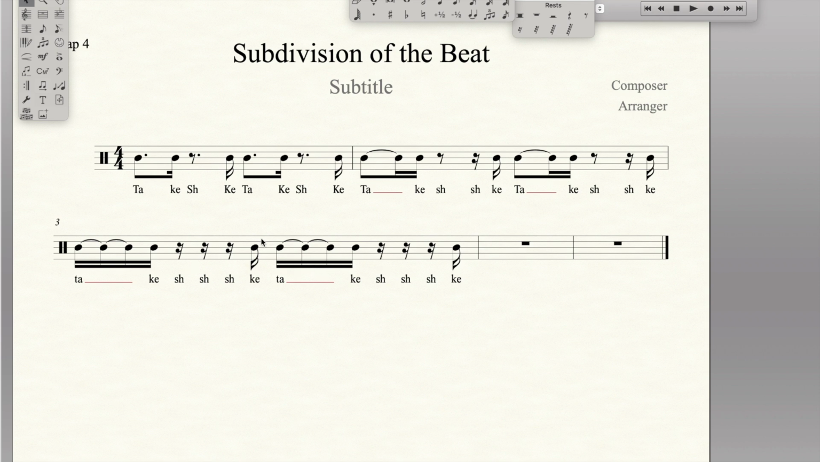This down here. Okay? Here's another way you could write it. Right here. Ta K. K ta K. K ta K. Excuse me. Ta K. K ta K. K ta K. Okay?